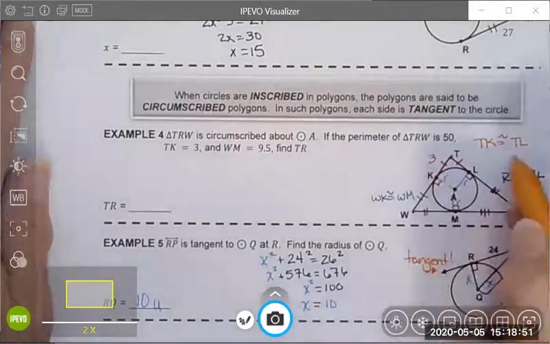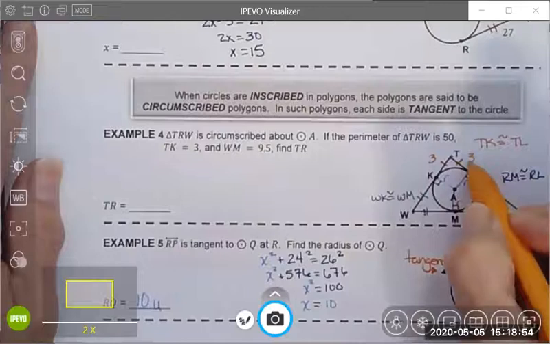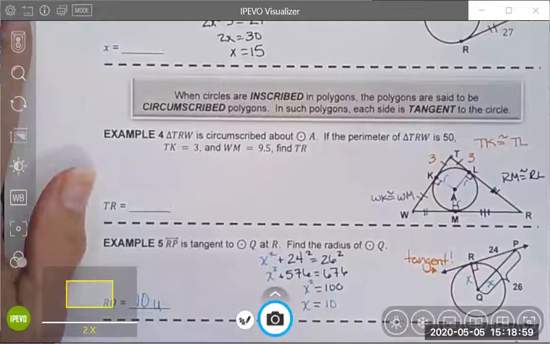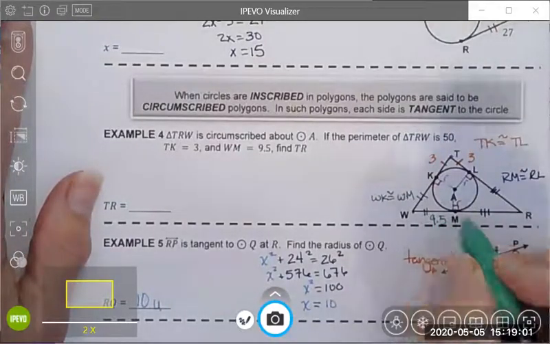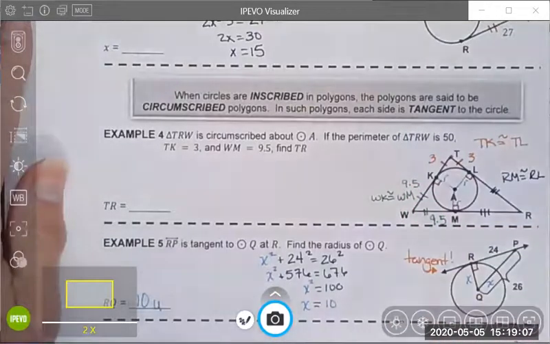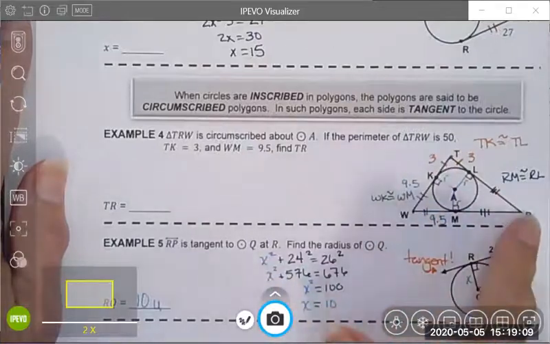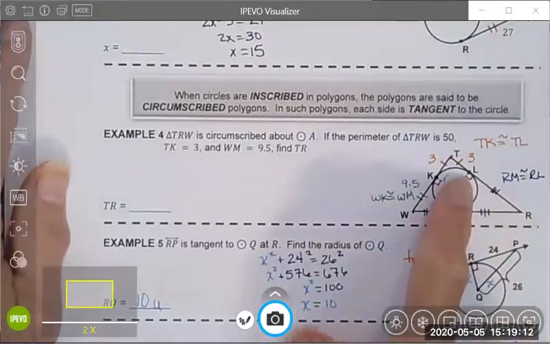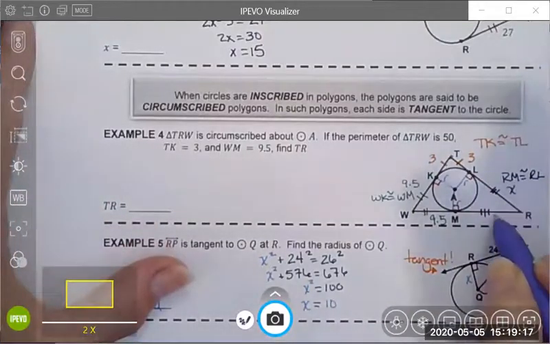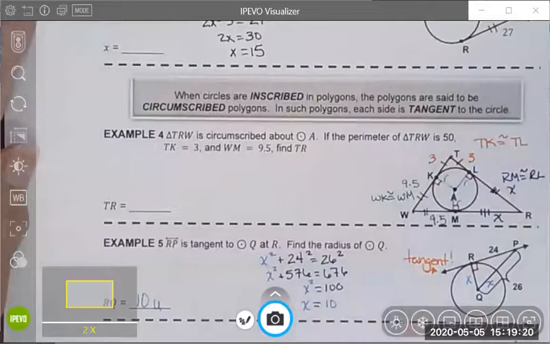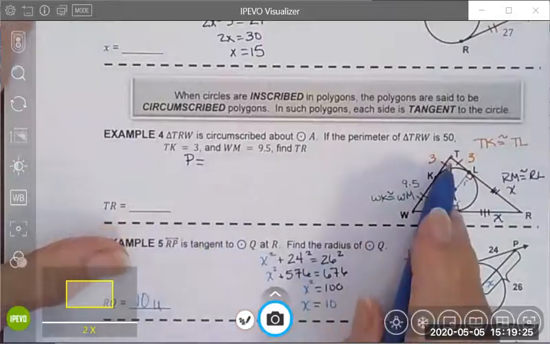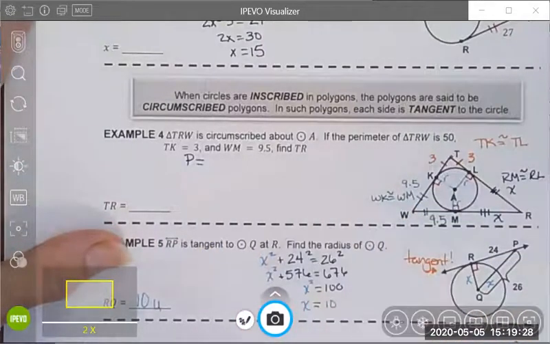And because we've already talked about the geometry, I know TL is also 3. It tells me WM is 9.5. And because we've already talked about the geometry, we know that WK is also 9.5. It's asking us to find the length of this entire tangent segment. To do that, I would need to know what LR is, and I don't know what that is, but I do know that these two components are the same. I also know that perimeter is adding up all the sides. So I add up all the pieces that I have conveniently labeled.